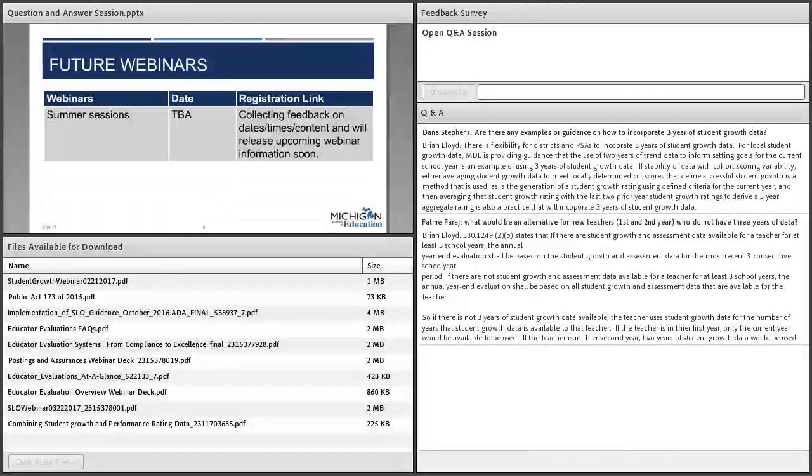Specifically to that question, the teacher uses the data that's available to them. So if they're in their first year, then they would use the current year data. Second year, the previous year's data and the current year data. And 3 years and beyond, they would use 3 years of student growth data. Hopefully that answers the question. If you need further clarification, please let me know.